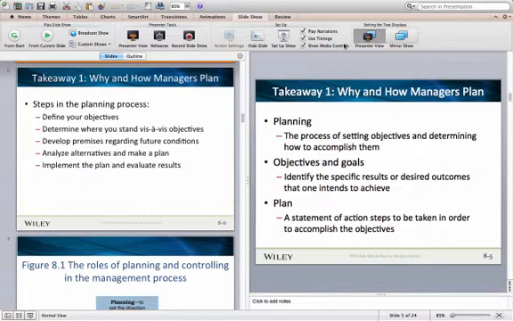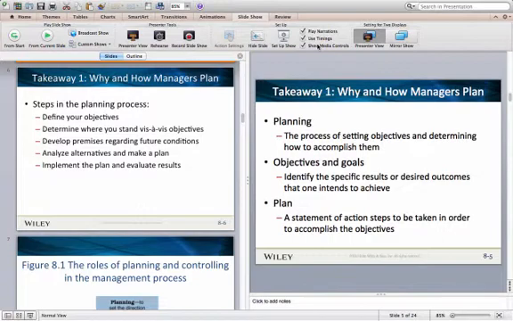The planning process, as we said, starts with defining our objectives. Essentially, they are where we would like to be. We're not there yet. These are goals, aspirations, objectives that we want to actually fulfill in the future.